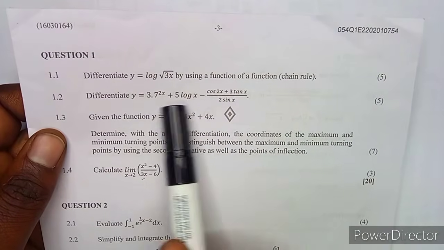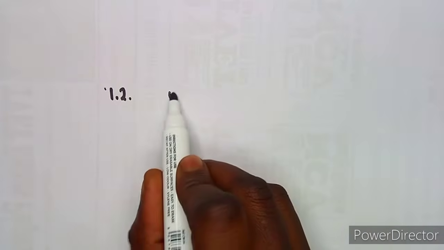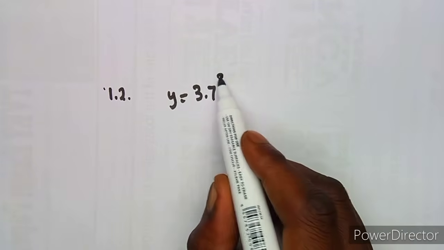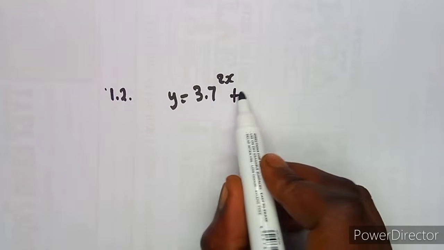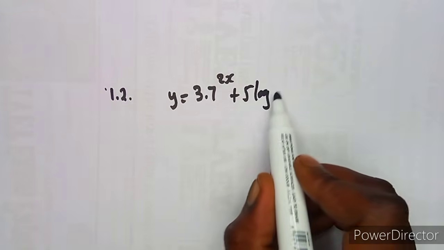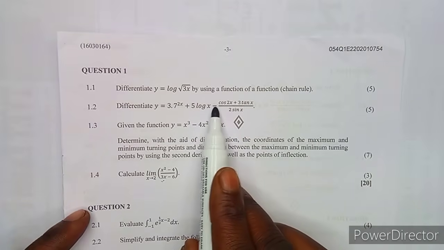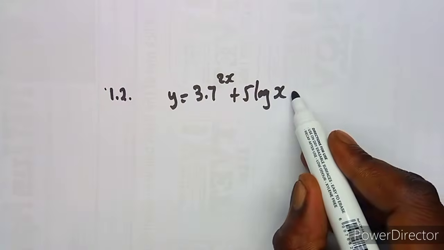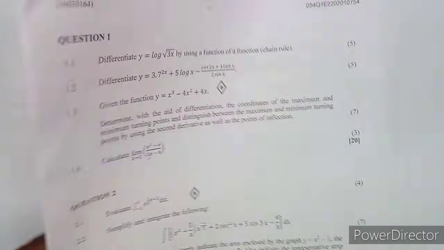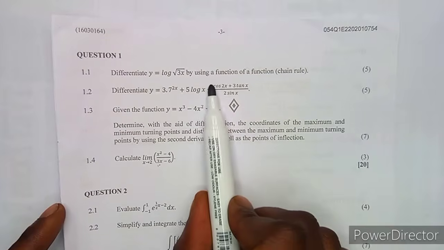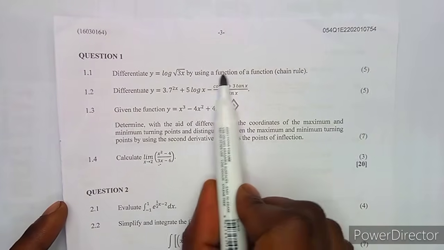Okay, so I'm just going to rewrite these first two, because there's nothing that we can do there. So y is equal to 3 by 7 to the exponent of 2x plus 5 log x. So these ones, they are fine. All right, but this part here now is the one that we want to work on. So take note, there's a minus here, which means it is going to subtract whatever we are going to obtain from this part.